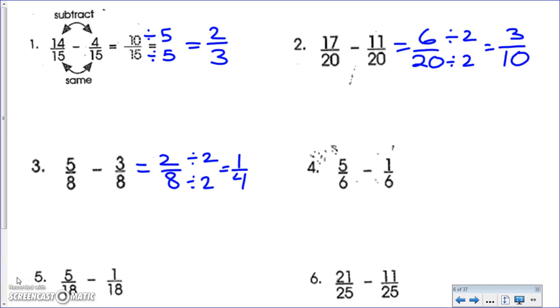For number 4, we have 5/6 minus 1/6, which gets us 4/6. Then we know we can divide both the numerator and the denominator by 2, so we're going to do that and get 2/3.